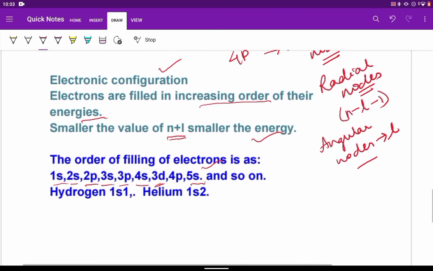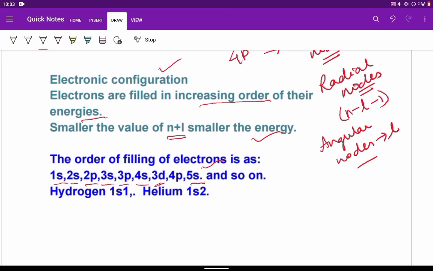If you consider one or two elements, in case of hydrogen, it is 1s1. In the 1s orbital, 1 electron is there, 1s1. Helium, 1s2. 2 electrons are filled in the 1s orbital. They are having opposite spins. So in my next video, I will be discussing in detail the electronic configuration and the rules which help to decide the filling of the electrons.